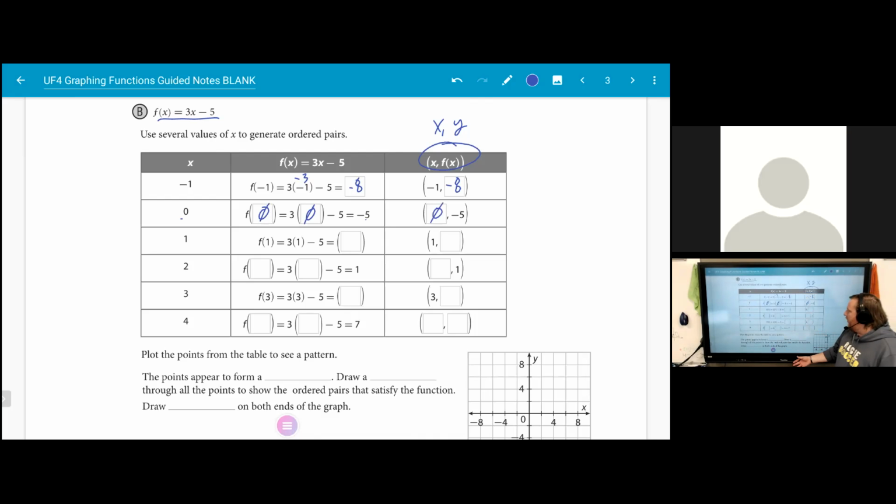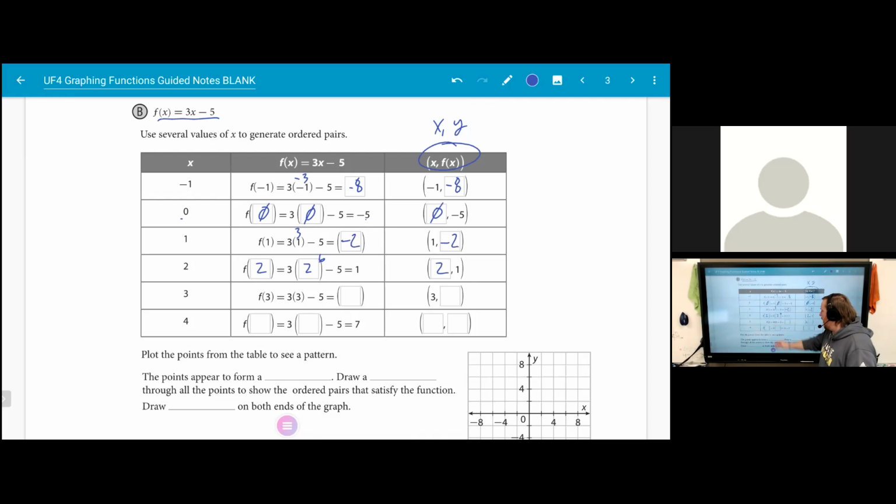We're going to keep going down the line. The value of the function when x is 1: 3 times 1 is 3, minus 5 is -2. When x is 1, y is -2. We've got to plug 2 in for x. 3 times 2 is 6. 6 minus 5 is 1. So when x was 2, y was 1.